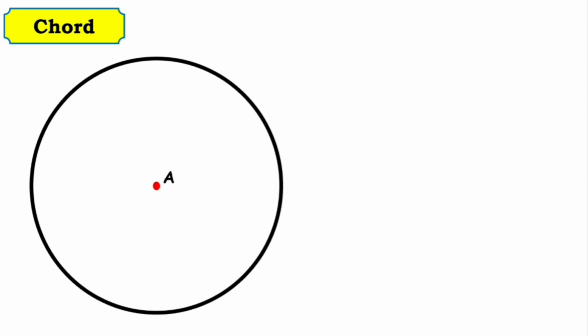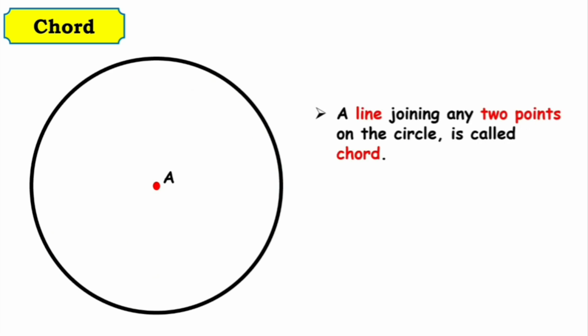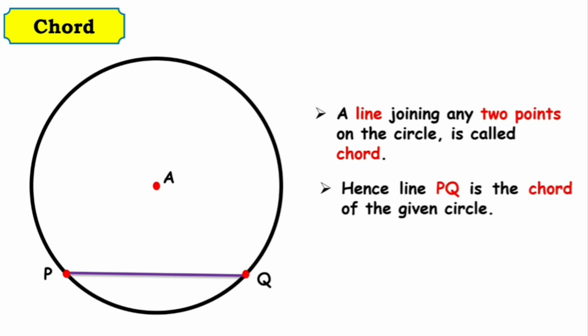Now, let us learn about chord. A line joining any two points on the circle is called chord. So, let's take any two points on the circle. So here we took point P and point Q and joined these points. So this line PQ is called chord of the circle.